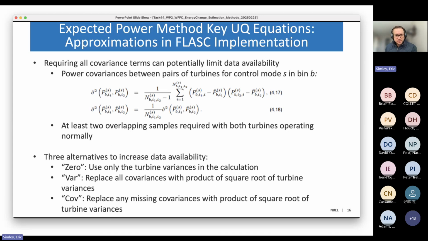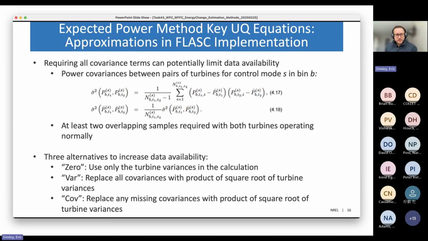So we used three options for computing these covariance terms when quantifying uncertainty. One is to just assume the covariance is 0 for different turbine pairs and only use the variance of the power for particular turbines. Then we have a variance option where we just replace all the covariances with the product of the variances of the individual turbines, so assuming that the correlation between the turbines' power would be 1.